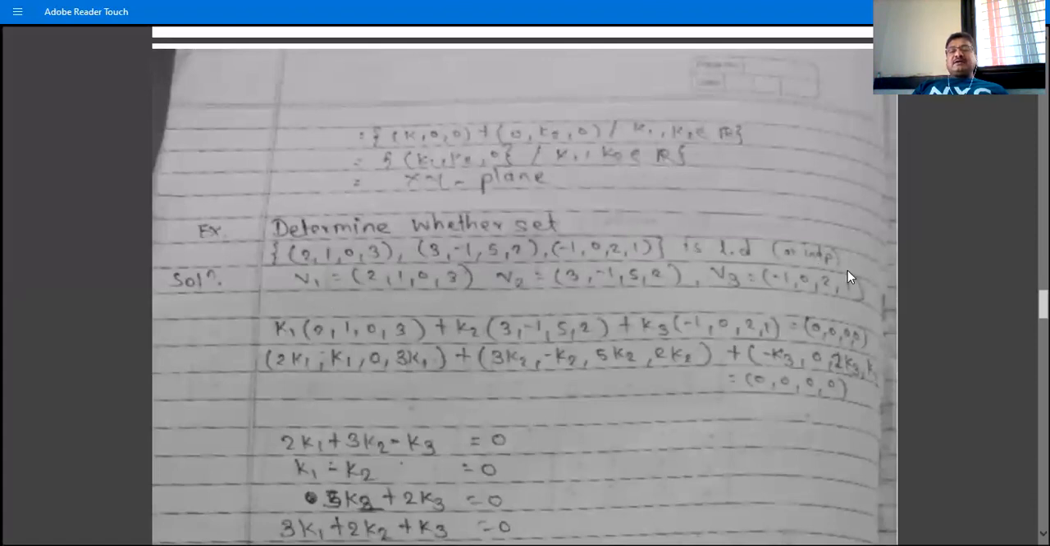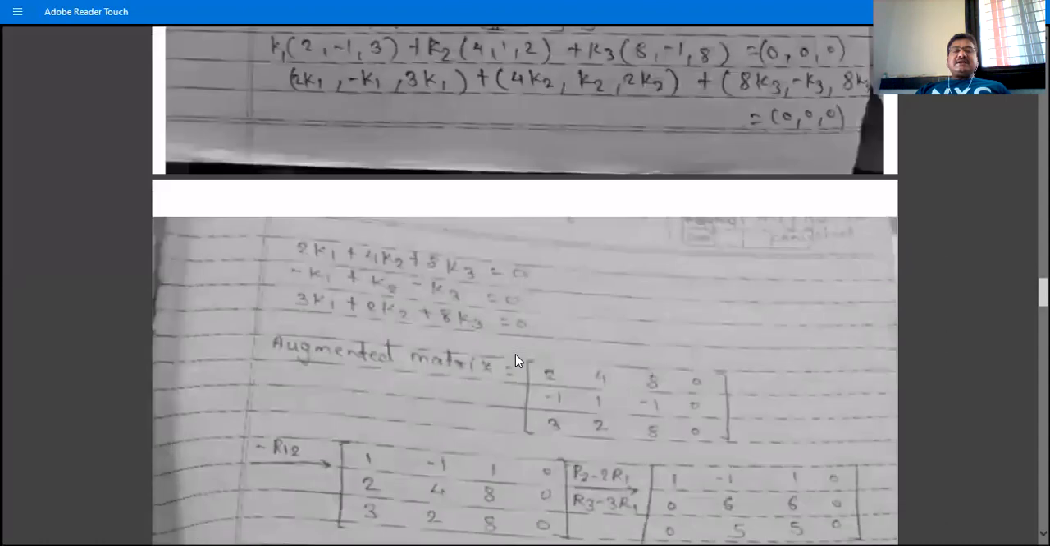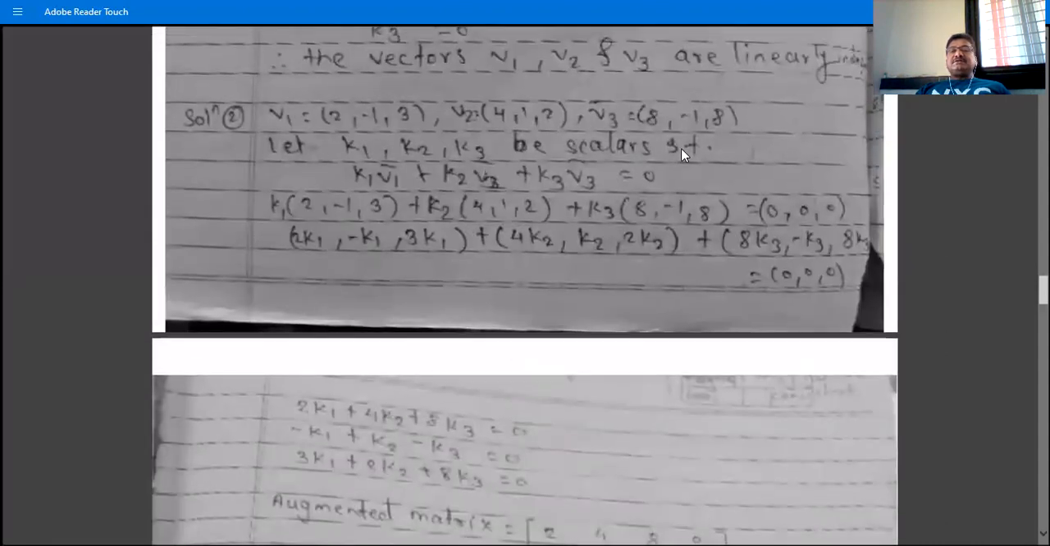And now there are three vectors. So in order to determine whether these vectors are linearly dependent or independent, we have to take three scalars. So write the sentence: let K1, K2, K3 be scalars such that K1 V1 plus K2 V2 plus K3 V3 is equal to 0 bar. Write that sentence, and then write V1 as (2, 1, 0, 3), V2 as this vector, V3 as this, and 0 bar is (0, 0, 0, 0).